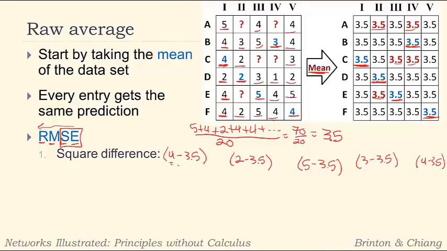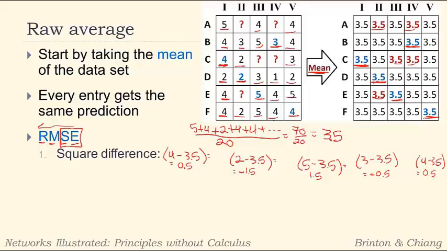And now let's fill in what that is. This is going to be positive 0.5. This is going to be negative 1.5. The positives and negatives don't matter, as we'll see in a minute. 5 minus 3.5 gives us 1.5. 3 minus 3.5 is going to give us negative 0.5. And 4 minus 3.5 is going to give us positive 0.5.